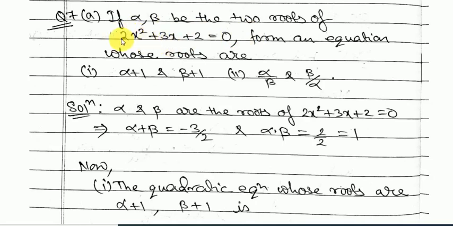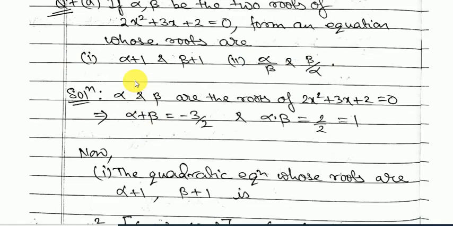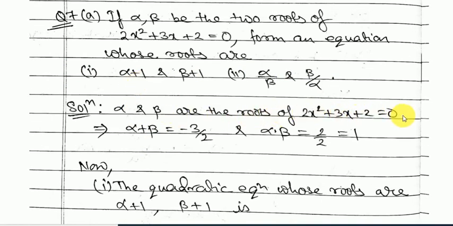So here this is the quadratic equation, alpha and beta are the roots of this, and what we have to do is find the equation whose roots are this and this. This is a separate question, and this is a separate question. So the solution: alpha and beta are the roots of this quadratic equation. So we know the sum of the roots will be minus 3 by 2 and the product will be 1.